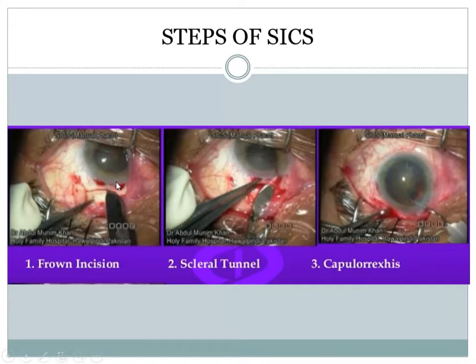So the first thing what we do is, this is the limbus, the blue thing what you are seeing, the junction of cornea and sclera. Okay, so this is the limbus. So go 1 to 1.5 or 2 millimeters behind the limbus. Take your incision. Some surgeons prefer to give a frown shaped incision. Some surgeons give a straight incision. Whatever you want, you can give. But the importance is the position of the incision. So you go 1 millimeter or 2 millimeters behind the limbus in the sclera.